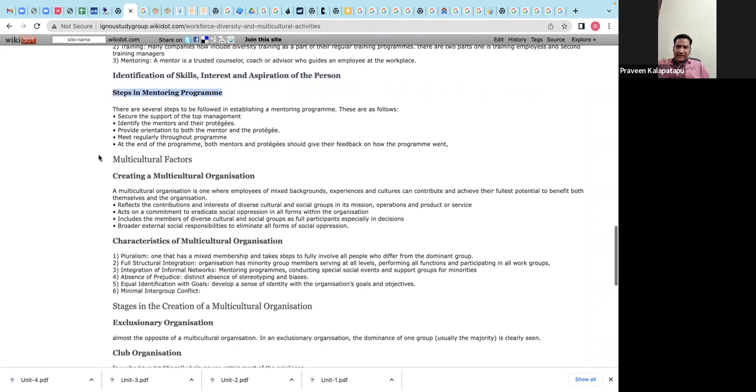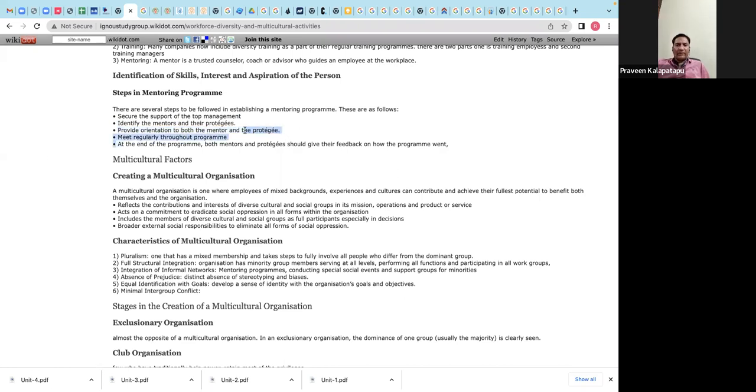There are several steps. Mentoring is the aspect which could bring out and identify these skills and interests. First, secure the support of top management. Before you start mentoring, you confirm that yes, you are doing this mentoring exercise. Second, identify mentors and proteges. People who are getting mentored and the mentors both need to be identified. Then provide orientation to both mentor and mentee.